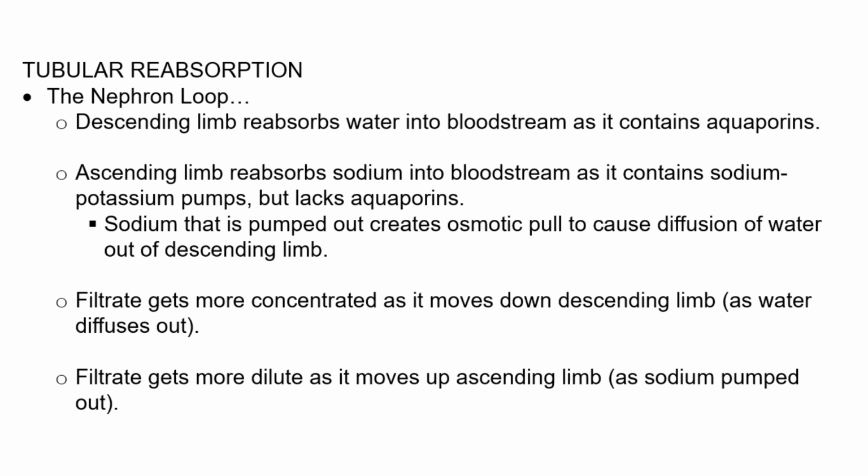The ascending limb is permeable to sodium because it contains sodium-potassium pumps, but it lacks aquaporins. The sodium that is pumped out of the filtrate and into the space that's surrounding the ascending limb functions to create an osmotic gradient so that water is pulled out of the nearby descending limb. What we see is that the filtrate gets more concentrated as it moves down the descending limb as water diffuses out by osmosis, and then the filtrate gets more diluted as it moves up the ascending limb as sodium is pumped out of the filtrate by the sodium-potassium pumps.